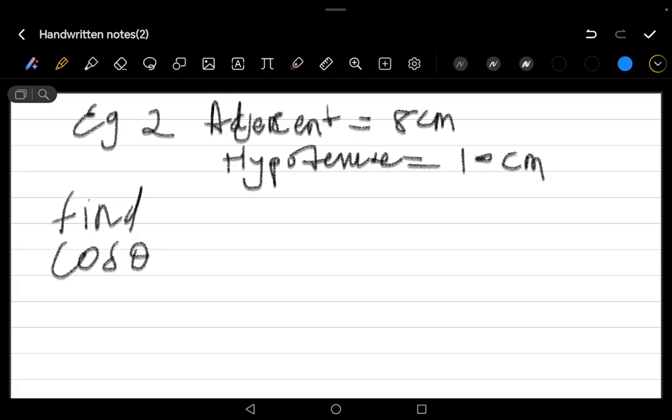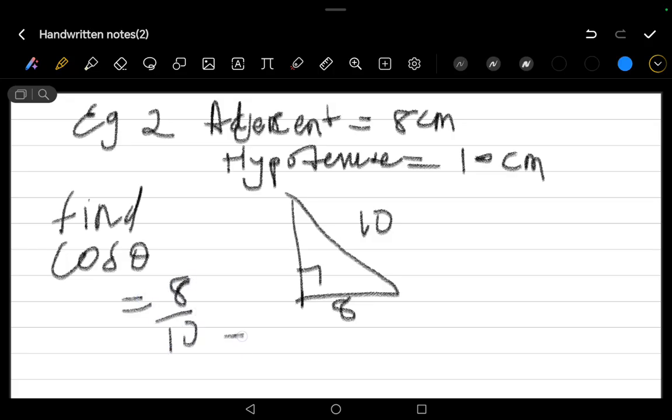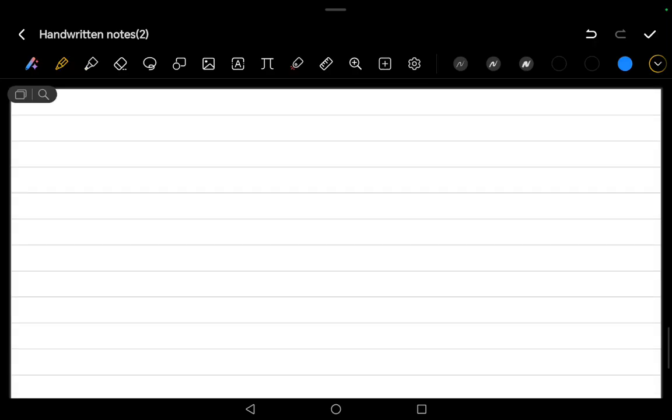Over 5. Okay, 4/5. So we have the right angle triangle, hypotenuse is 10, adjacent is 8, so it's going to be 8/10, which is 4/5, like this. Okay, moving forward, let's do this one example.